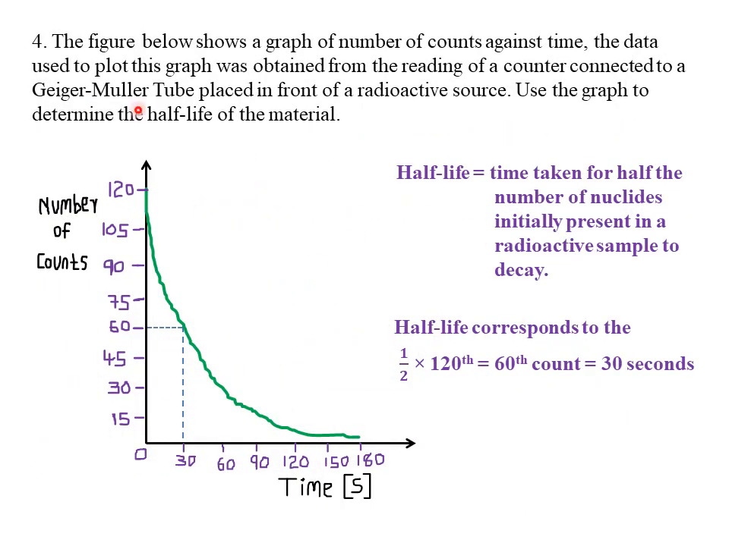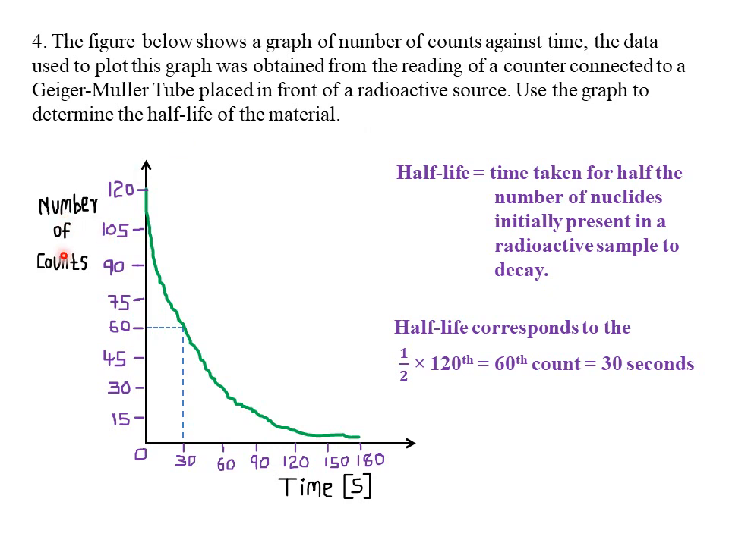Next, we look at our fourth example, which reads that the figure below shows a graph of number of counts against time. The data used to plot this graph was obtained from the reading of a counter connected to a Geiger-Muller tube placed in front of a radioactive source. Use the graph to determine the half-life of the material. So this is our graph.